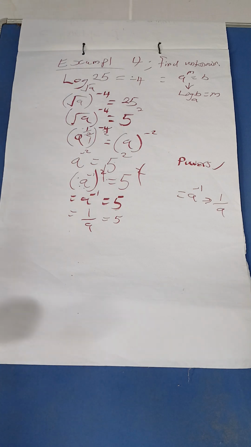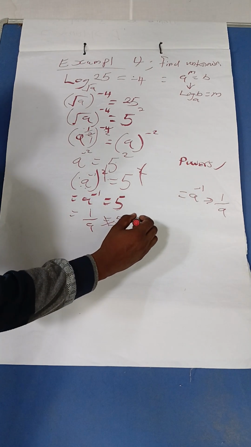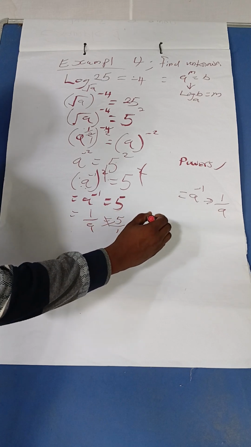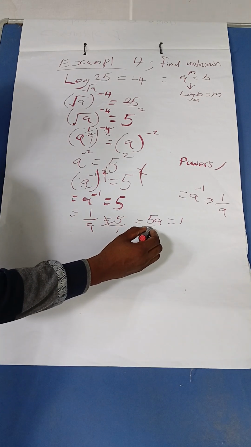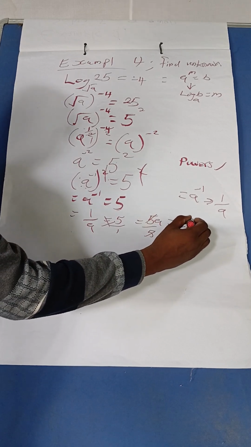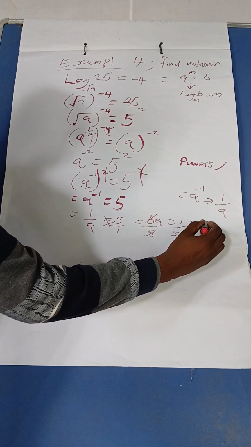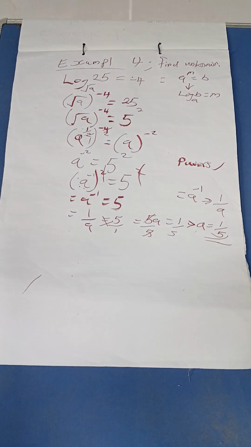Now to find the value of a, you cross multiply. If you cross multiply, it will be 5a is equal to 1. To find the value of a, divide by 5. So our answer here, a will be equal to 1 over 5. Good. Very easy, step by step, and you understand it.